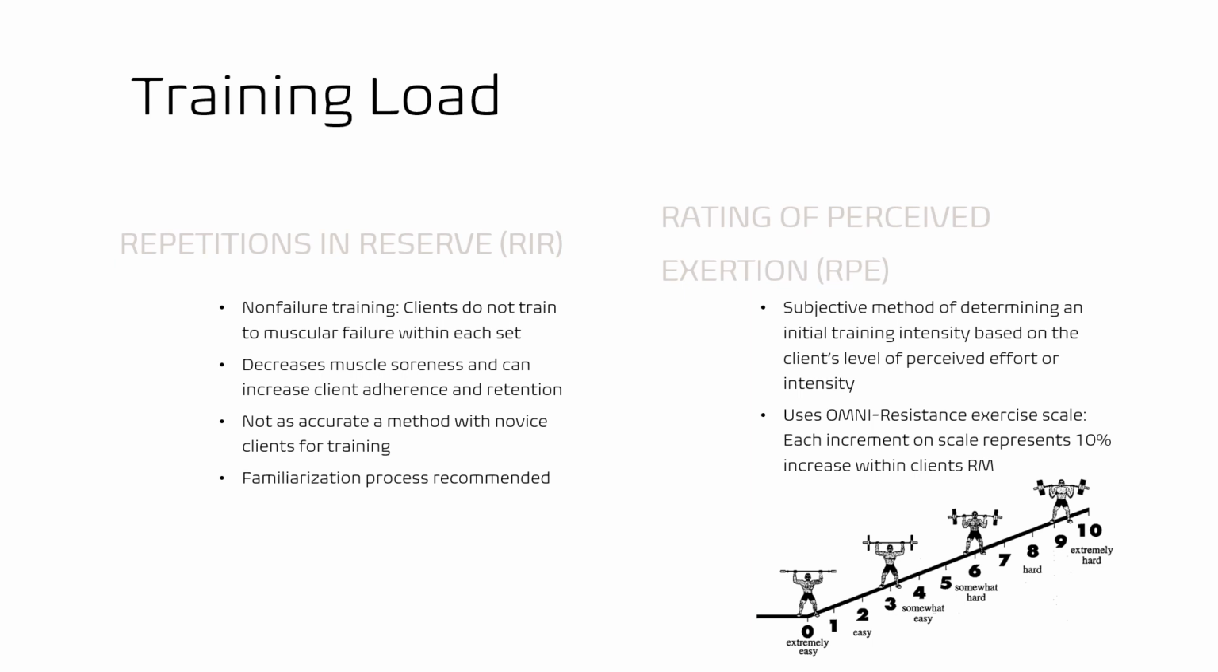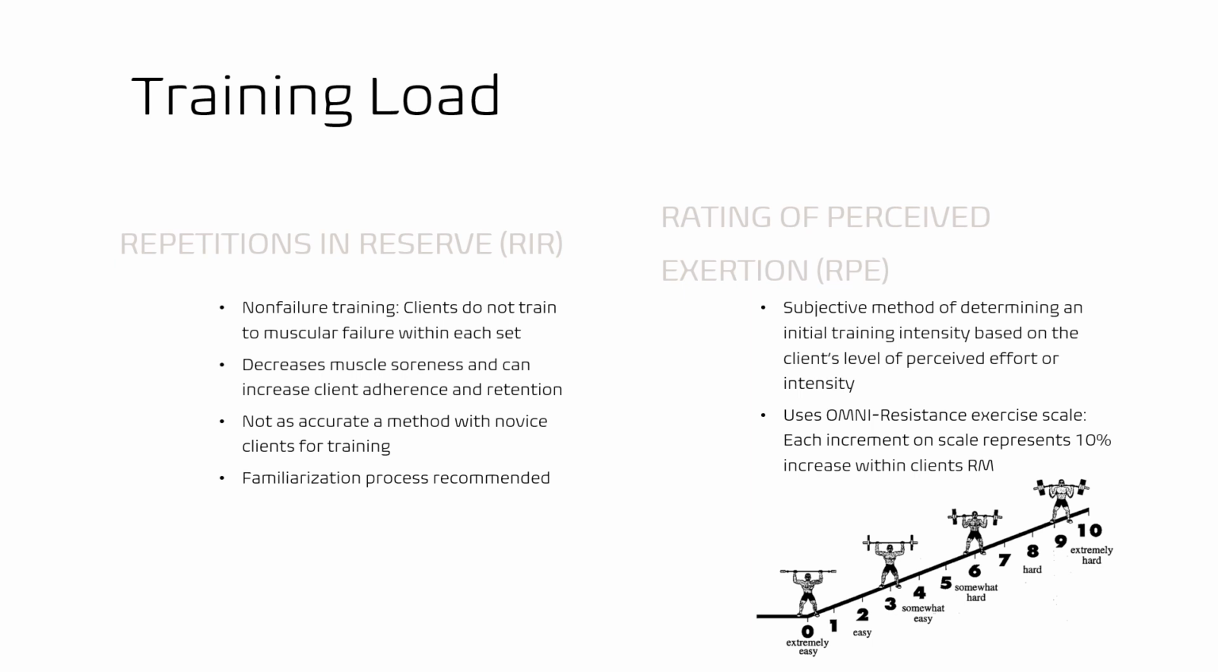After completing a set of an exercise, you have to assess how many repetitions your client could have performed before reaching failure. For example, if they stop a set with 2 repetitions still left, then you would consider that as having 2 reps in reserve, or 2 RIR. If they stop with 3 reps left, it would be 3 RIR, and so on. RIR allows you to adjust training intensity based on how close you are to failure. The lower the number of reps in reserve, the higher the intensity.